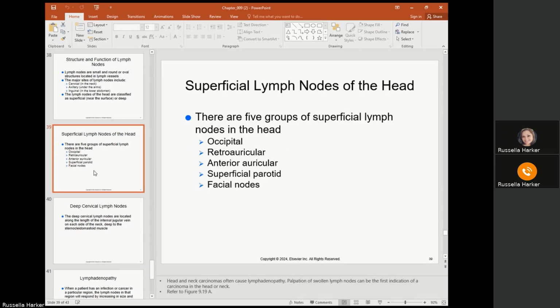There are 5 groups of superficial lymph nodes in the head: the occipital, retroauricular, anterior auricular, superficial parotid, and facial nodes. Head and neck carcinomas often cause lymphadenopathy, so swollen lymph nodes can be from head or neck carcinoma or cancers. So palpation of swollen lymph nodes can be the first indication of a carcinoma or a cancer in the neck. You can look at figure 19A in your book and see these swollen lymph nodes.